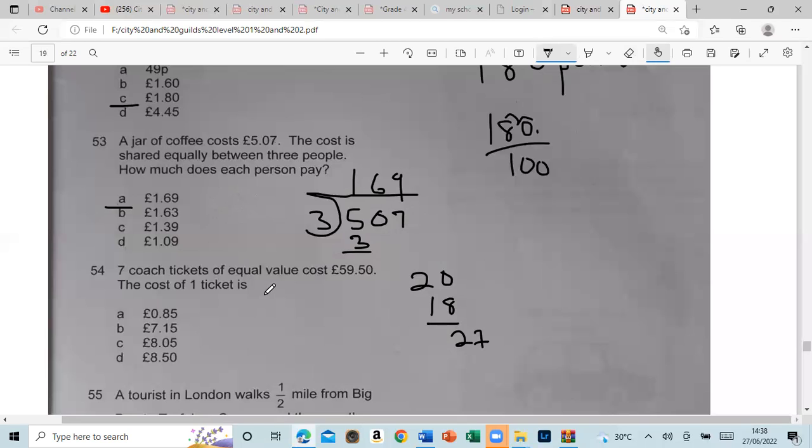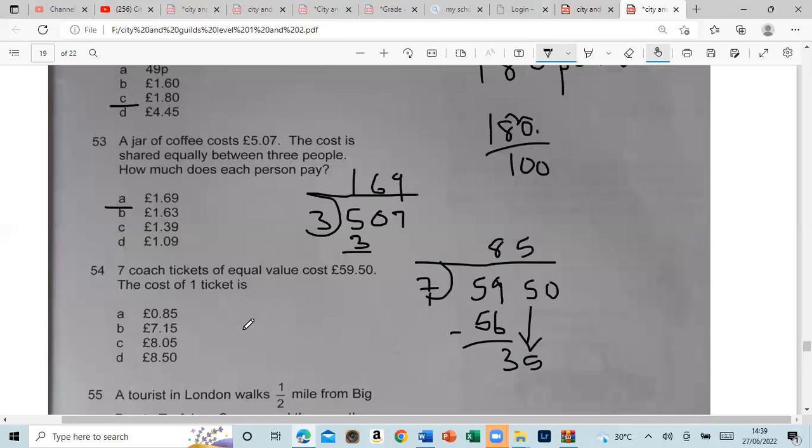All right, 7 coach tickets of equal value cost 59.50. Cost of 1 ticket is, so again, totally ignore the decimal points. So it's long division this. Remember about this, because you guys must see the reason behind it. I'm going to use this space because this is a very long division. All right, so we have 7. That's 5, 9, 5, 0. 7 to 5 I can't, so we have 59. So that's 8. So 7, 8 are 56. Subtract now, we get 3, 5 times. So I think that's the answer. That's D. All right, let's move on to 55.